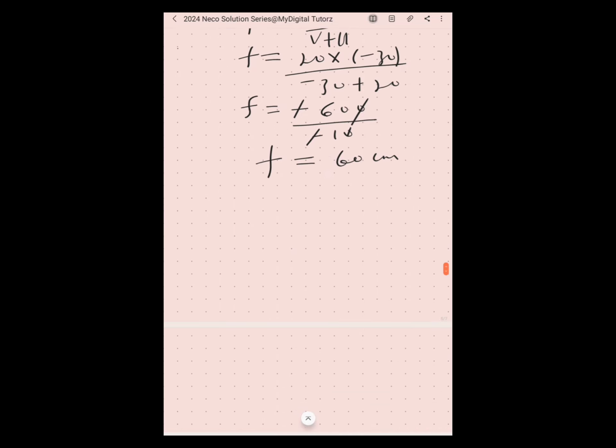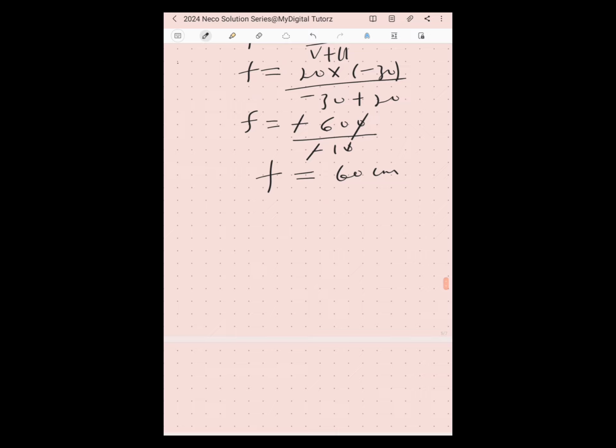Having gotten the value of f, using the relationship we have that f is equal to r all over 2, which implies r is equal to 2f. So r will be equal to 2 multiplied by 60, which will give us 120 centimeters. So this is the answer. It shows that the radius of curvature of the mirror is 120 centimeters. I hope this is understood.